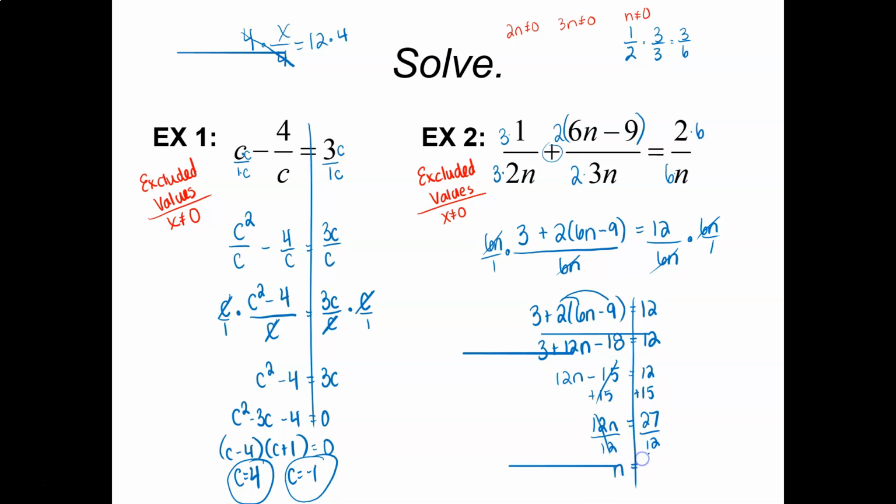So 12n equals 27. And then I will divide by 12. 12 will not go into 27. It will reduce. You could divide both of those by 3. So you would get 9 over 4. And 9 over 4 does not equal 0. It's not an excluded value, so that is our answer.